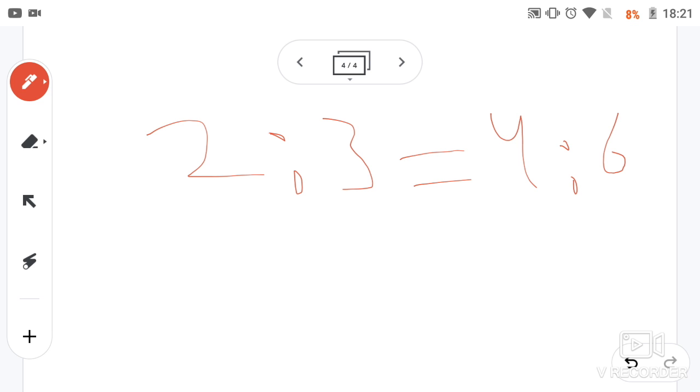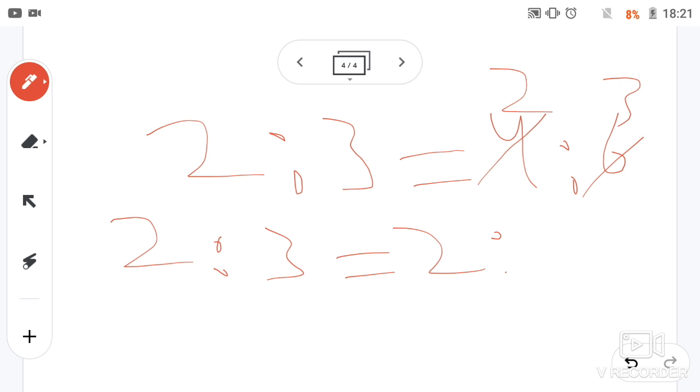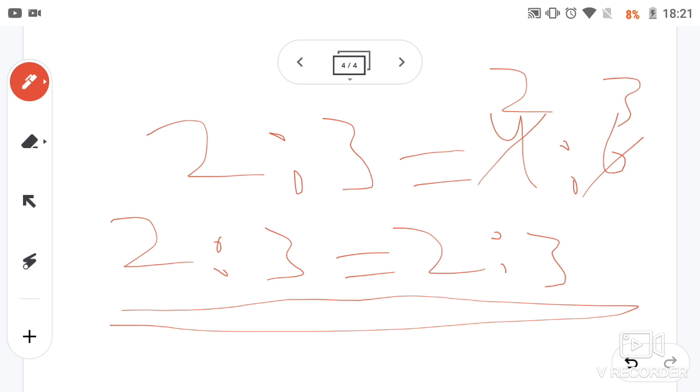So 2 and 3 can't be simplified any more, so we will just simplify this 4 and 6. So 2 ratio 3 is equal to, 2 2s are 4, 2 3s are 6, so it becomes 2 ratio 3. Look, we have the same answer on both sides, so it means we have done it correctly.